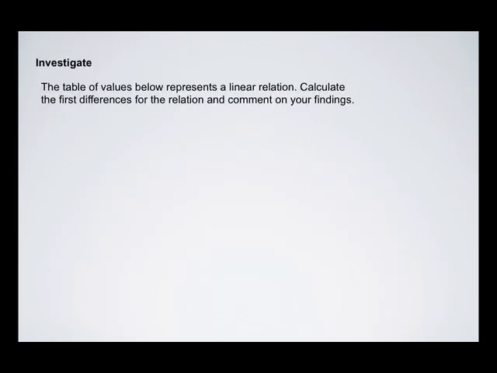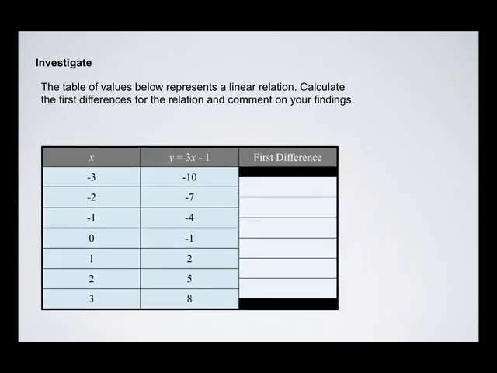Let's investigate. The table of values below represents a linear relation. Calculate the first differences for the relation and comment on your findings. Recall that we commented on our last findings as being a constant value of something or another. So make a similar statement. When you're ready, proceed to see if you have the same response that we do.